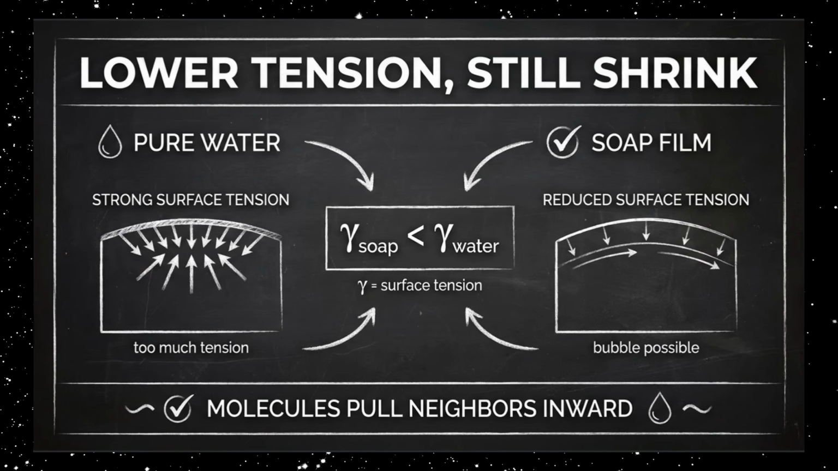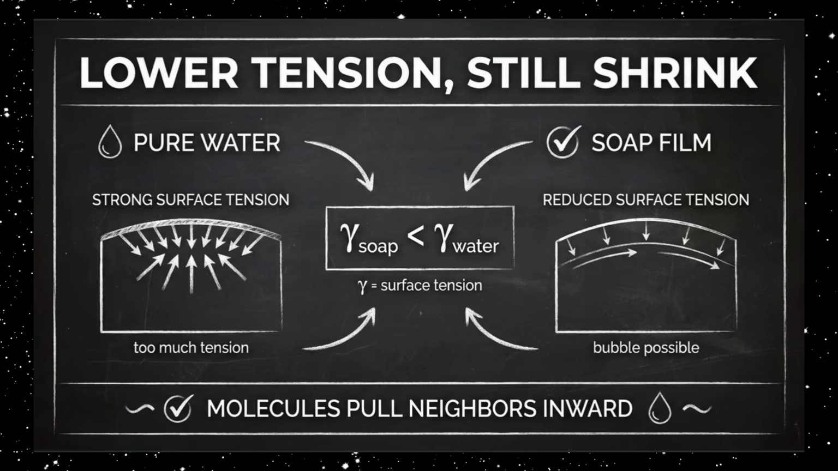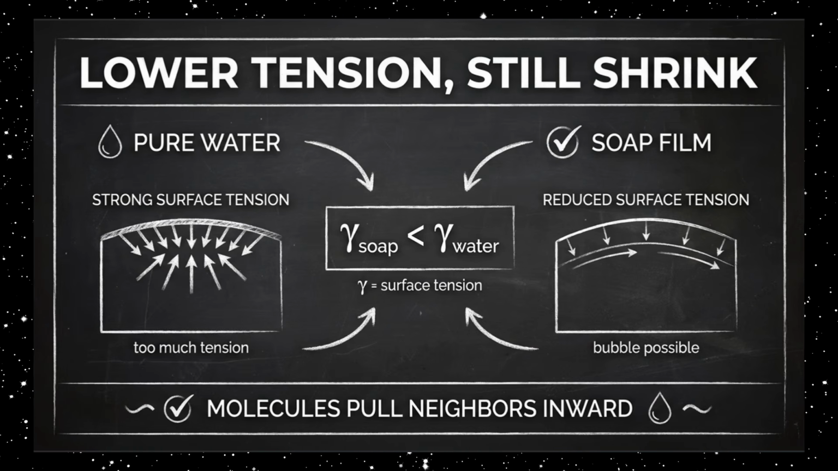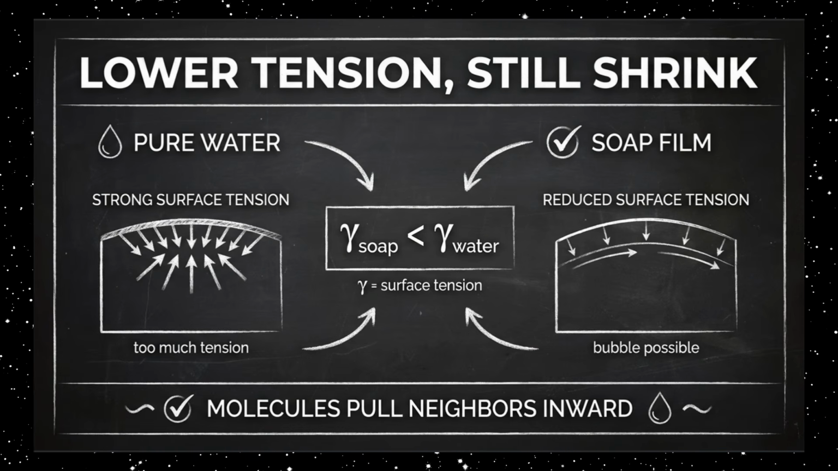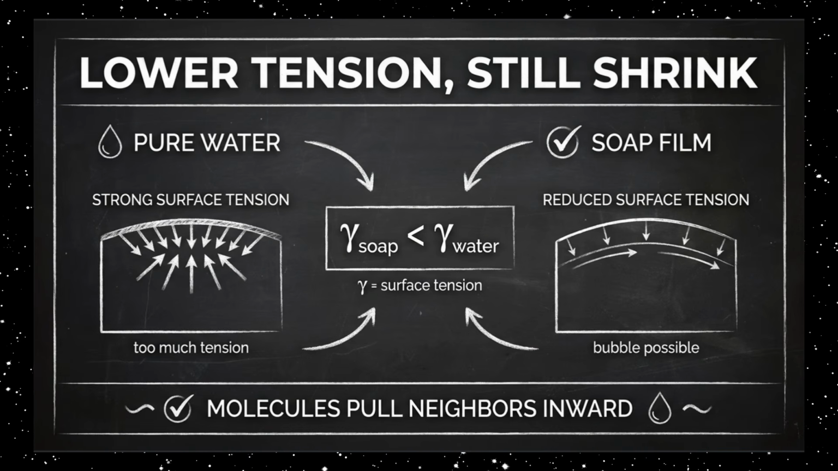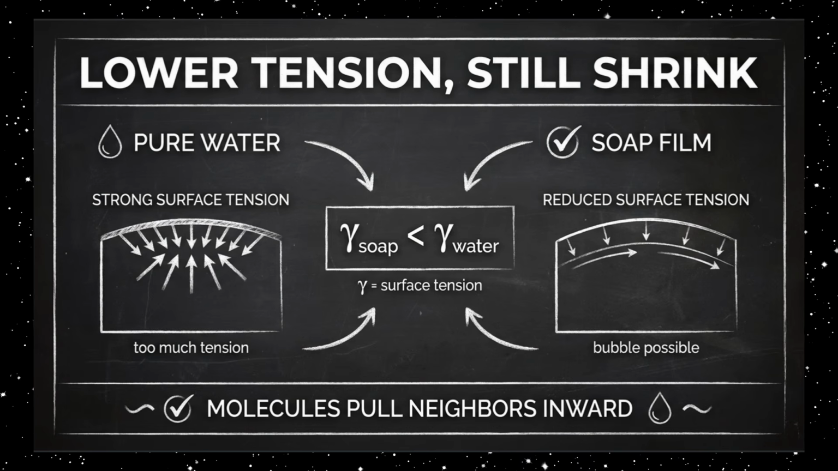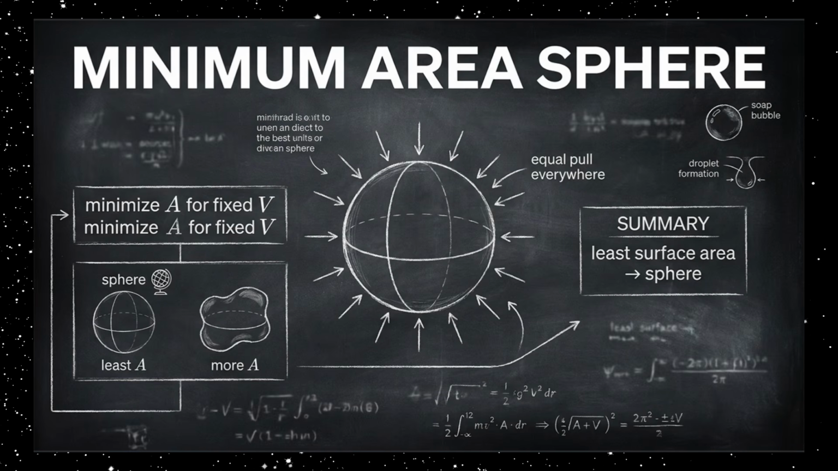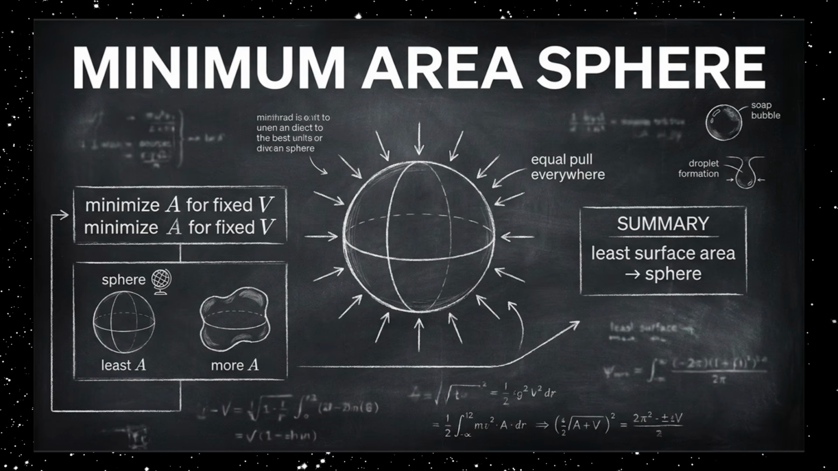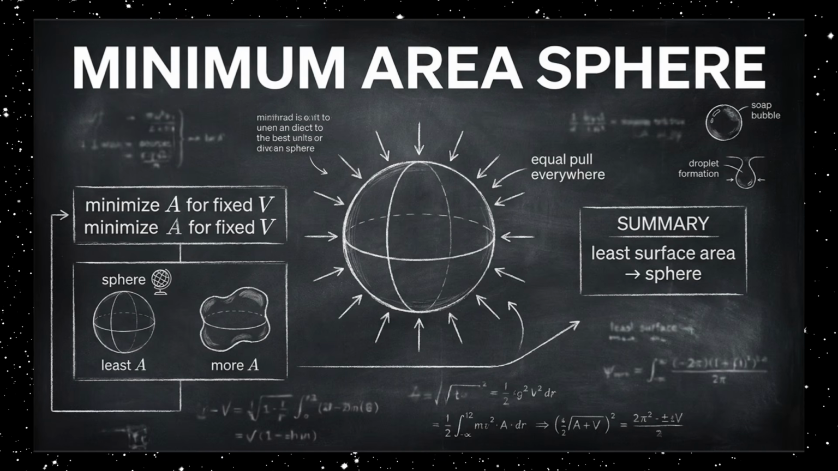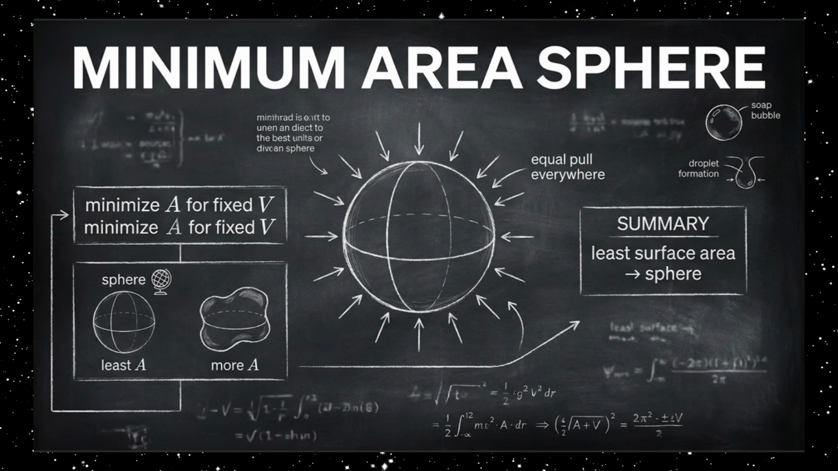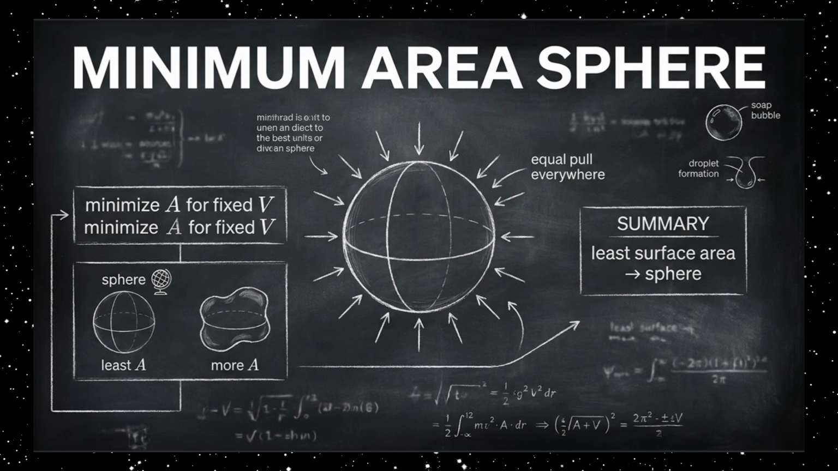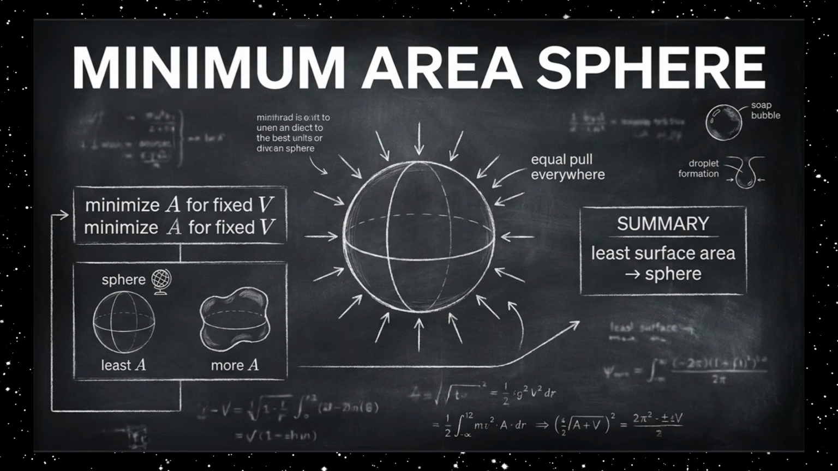And every molecule in that film is pulling on its neighbors, trying to contract, trying to shrink the surface down. The soap lowers the surface tension compared to pure water, which is why you can make a bubble at all. Pure water has too much surface tension to form a stable film. But the film still wants to be as small as possible. It's pulling inward from every direction, equally at every point. And the shape that encloses a given volume of air with the least possible surface area is mathematically a sphere.